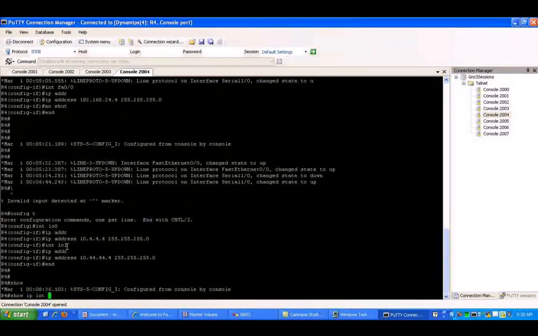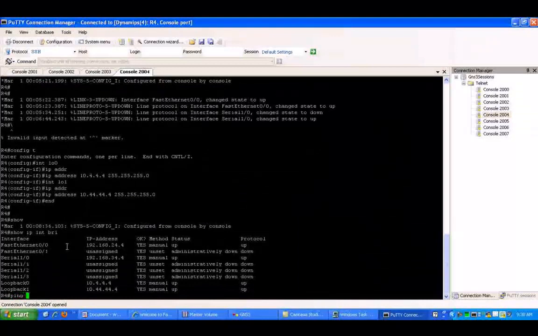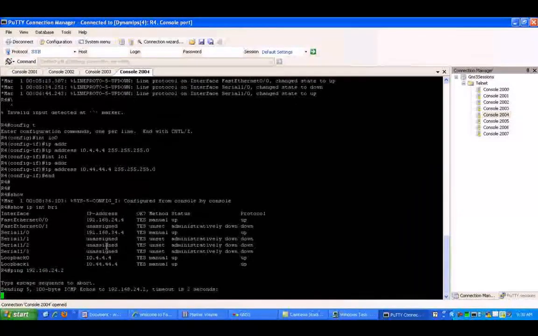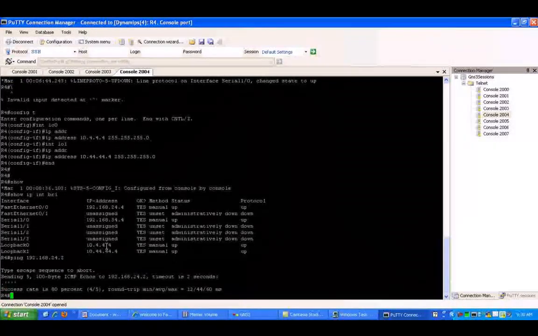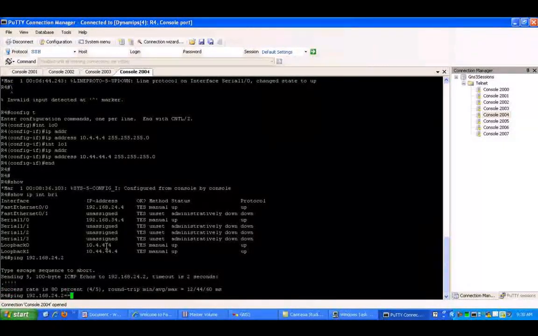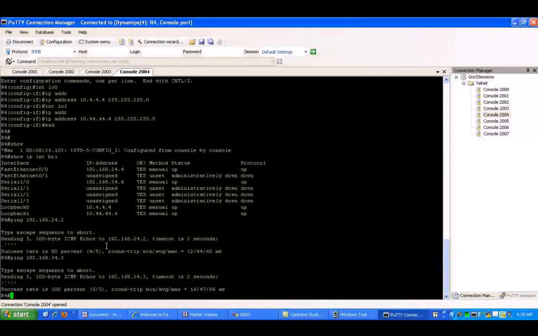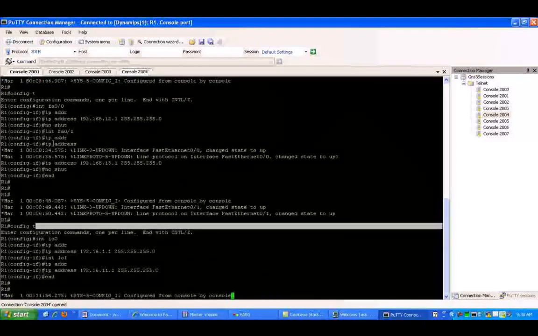So the next command we're going to do is show IP interface brief. If I try to ping out now, 192.168.24.2, which is FastEthernet 0/0, that's the connection to router 2. If we try to ping router 3, which is 34.3, we have connectivity as well.